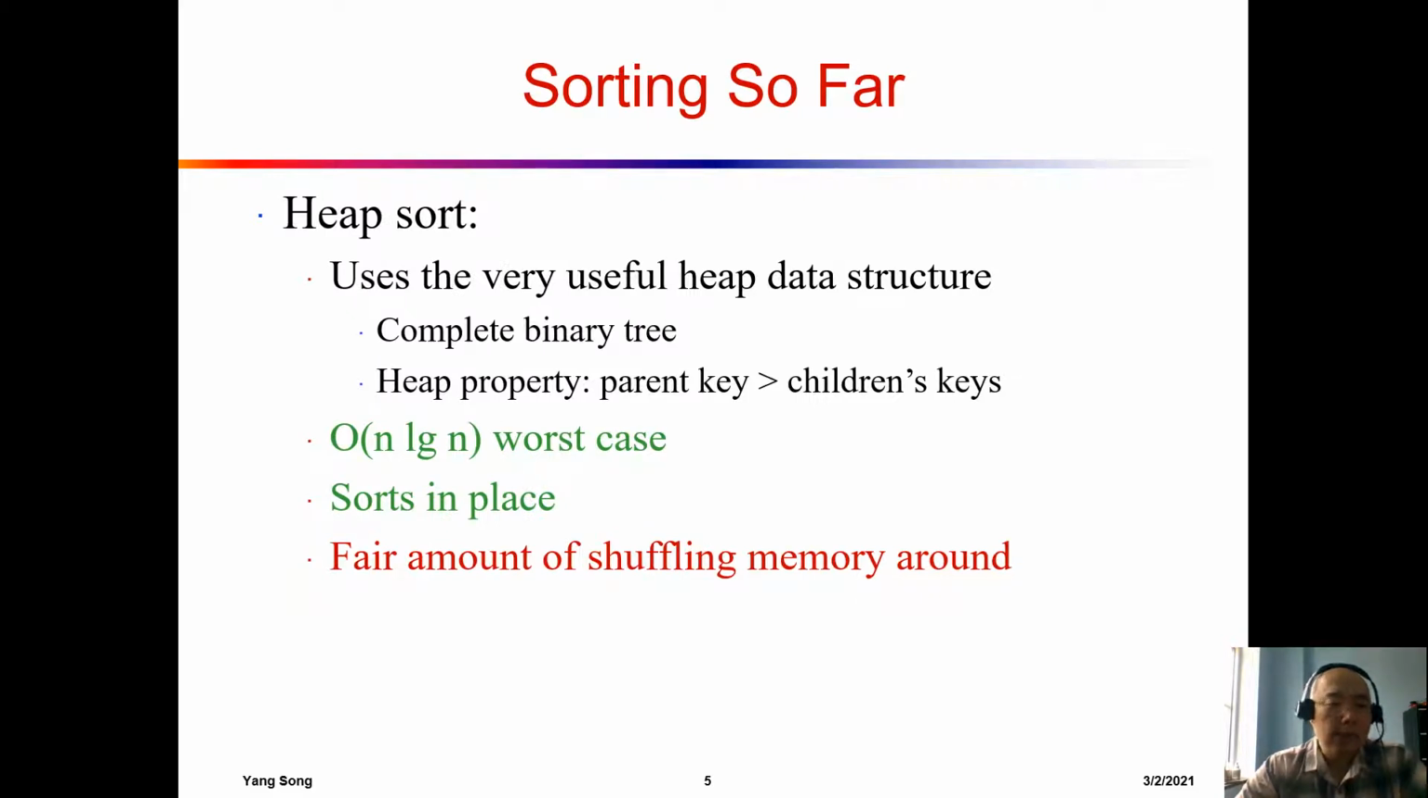Okay, and then we talk about the heap sort. For the heap sort, we are making use of a data structure called a heap. In our lectures, we talk about the max heap. That is, for a parent, the parent has to be greater or equal to both of the children. This rule is enforced in all the parent-children pairs, and then we have a heap. For the heap sort, again we have an O(n log n) worst case, and it also sorts in place. So it seems that heap sort is good, but it still has a fairly high amount of shuffling. So it's not perfect.